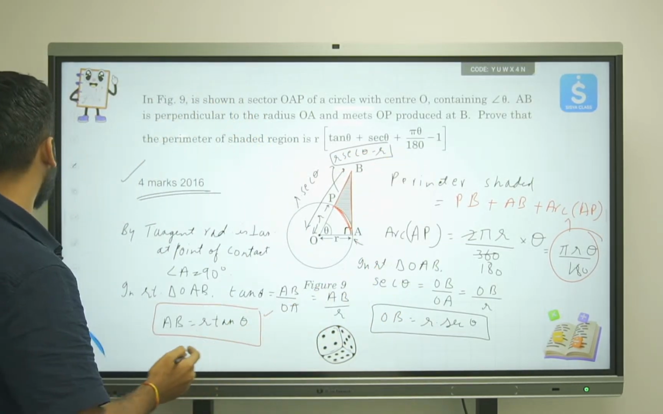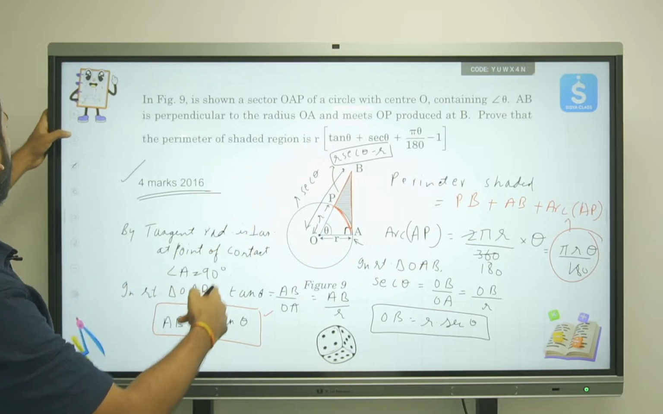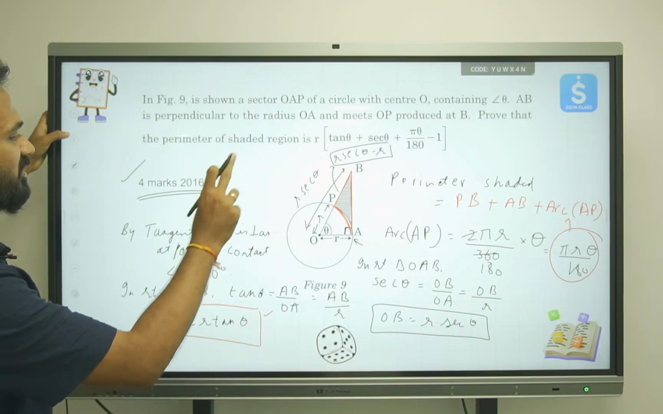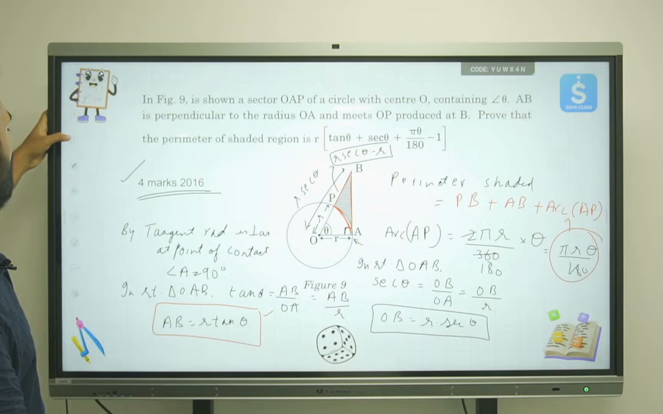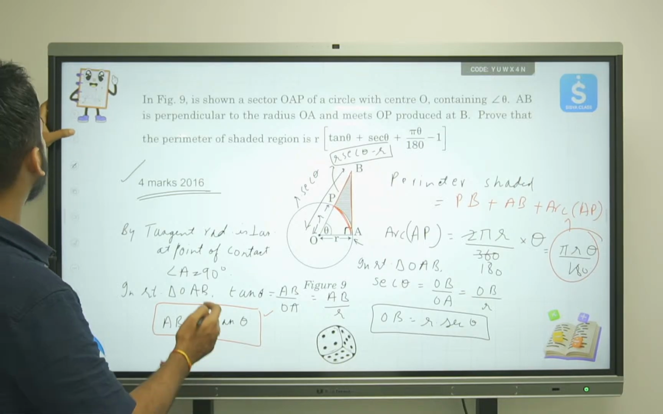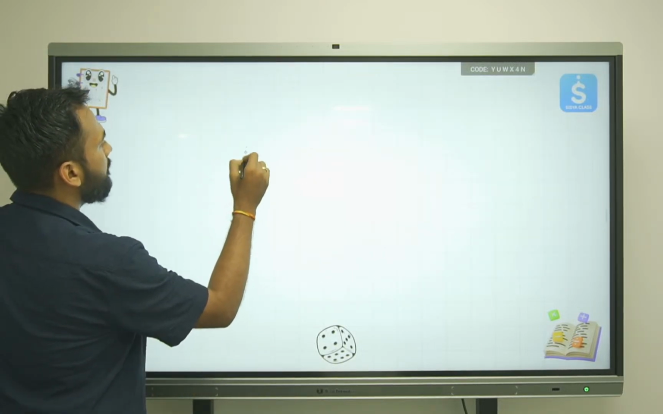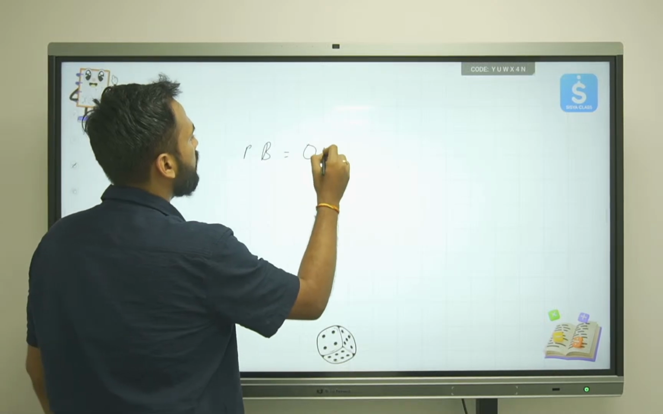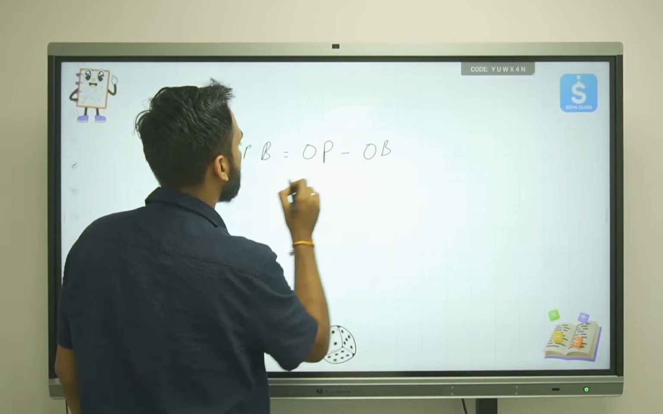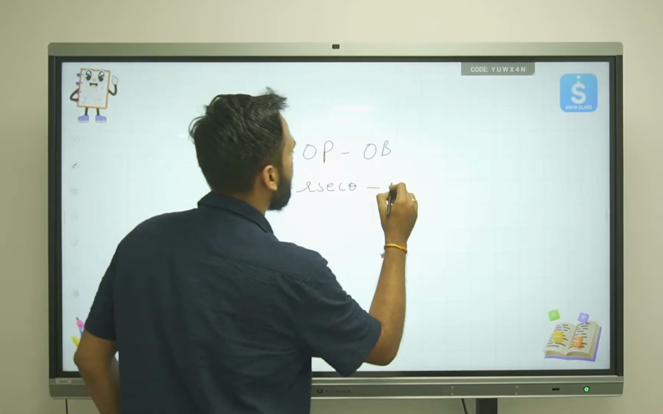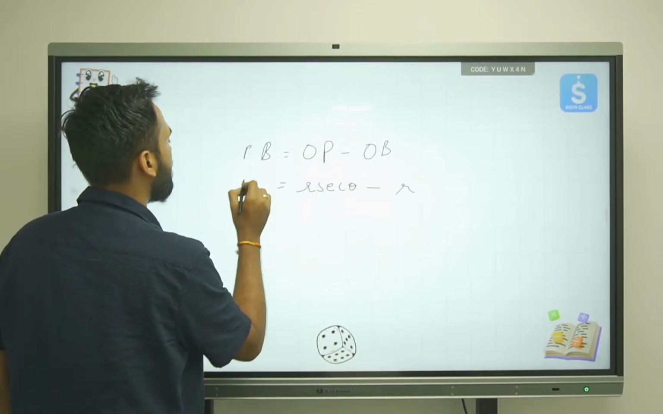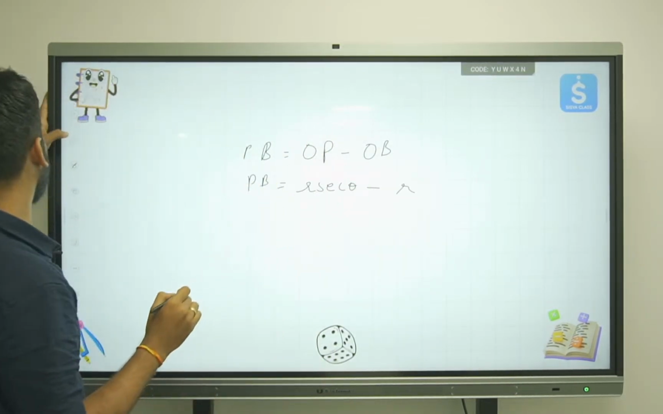Let me write it in the next slide. OB plus PB is equal to OB. Therefore, PB is equal to OB minus OP. Just a second. PB is equal to OB minus OP, which is R secant theta minus R, the radius. This is the radius. So I hope this is clear to everyone.